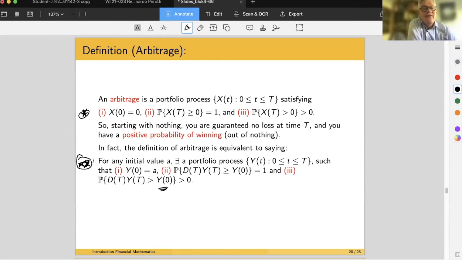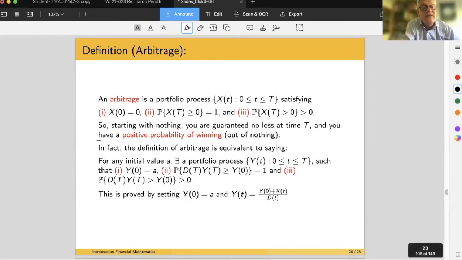Now, it's relatively easy to argue from 2 to 1. From 2 to 1, we just make little a equal to 0, and then we end up essentially with this process here. 1 to 2 and from 2 to 1, that is relatively straightforward. And it is, for example, proved by setting Y0 equal to A, and then Y(t) should be set equal to Y0 plus X(t) divided by the discount term D(t). And with that, we can prove the equality between these two formulations.